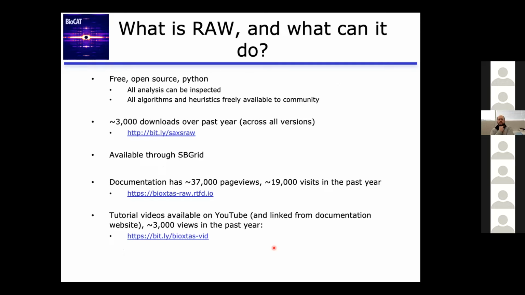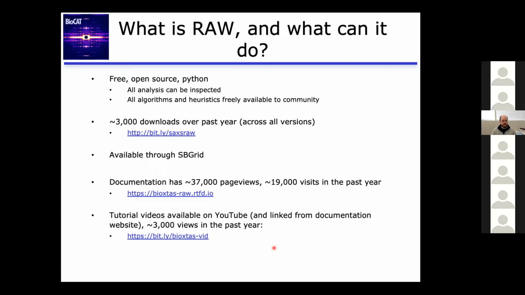RAW itself is a free open source Python program. And for me, at least, I am a big believer in open source when it comes to scientific data analysis. I like the fact that, at least in theory, all of the analysis can be inspected. You can go into the program, go into the code, and verify what it's doing. Not that I expect anyone ever does that, but I think the ability to do so is very powerful and very important.